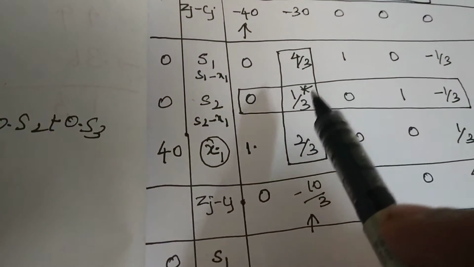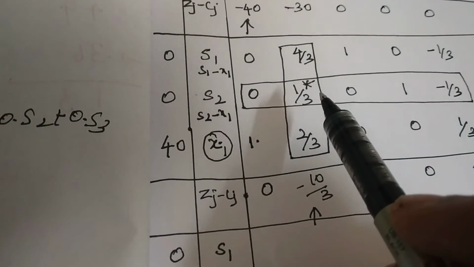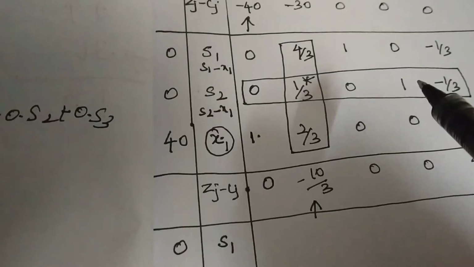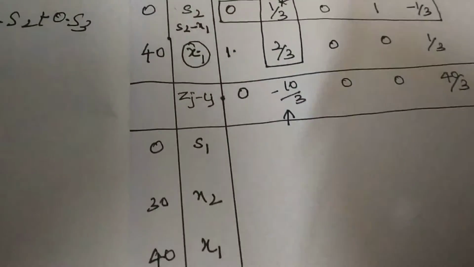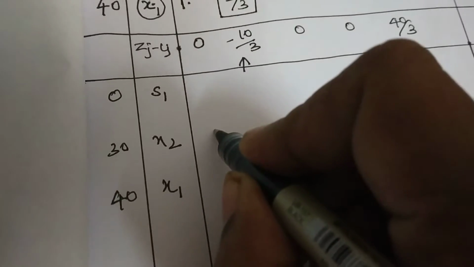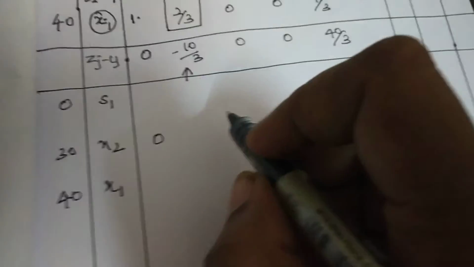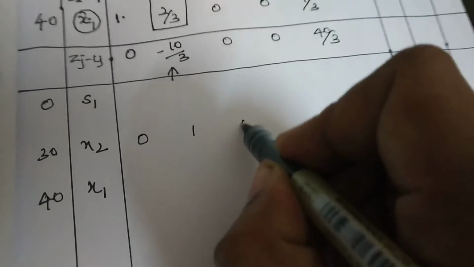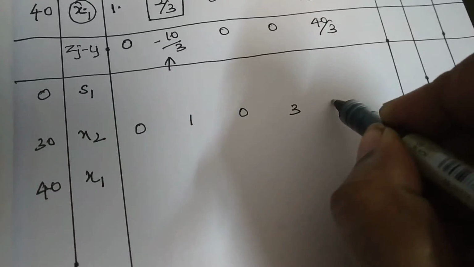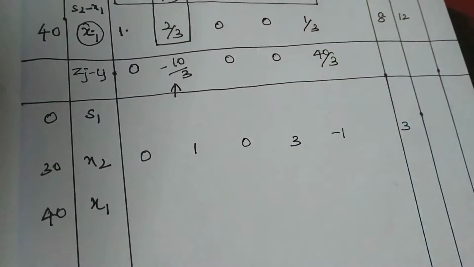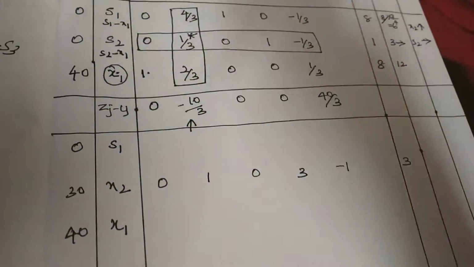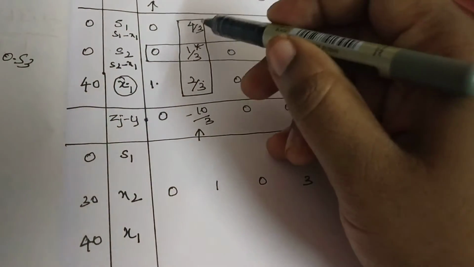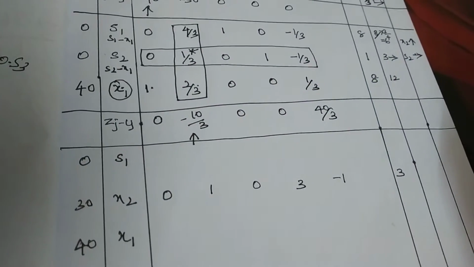And then this is 1 by 3, so to make it 1 you just multiply by 3. Divide by 1 by 3 means the reciprocal of 1 by 3, which is 3. So just multiply by 3, that is 0, 1, 0, 3, minus 1, 3. So this is x2, and then all the other elements should be 0 here.